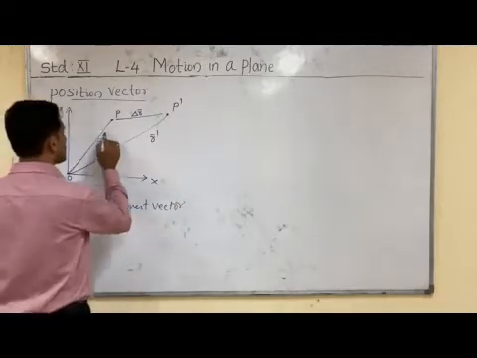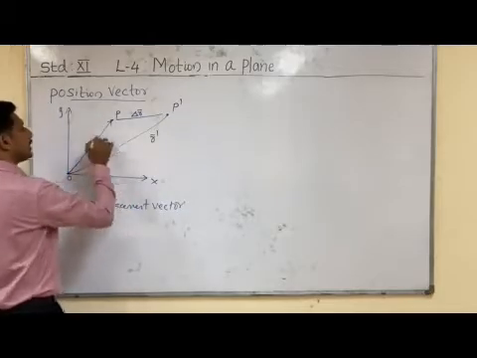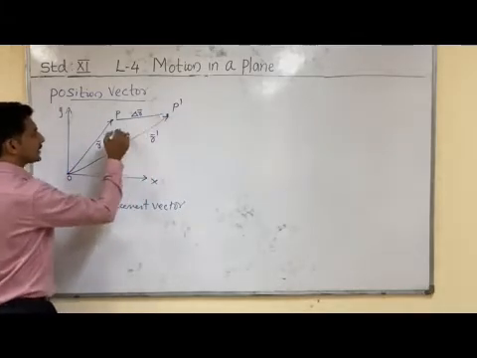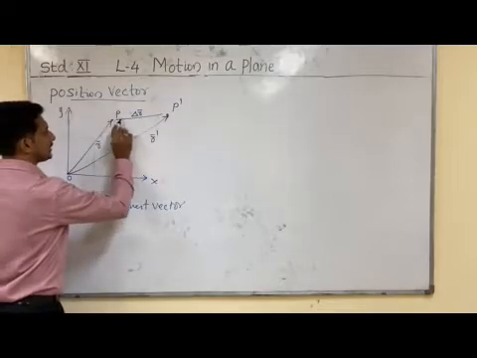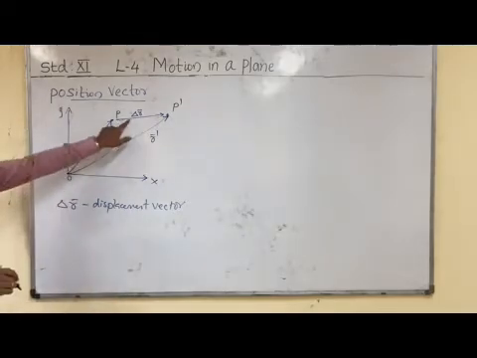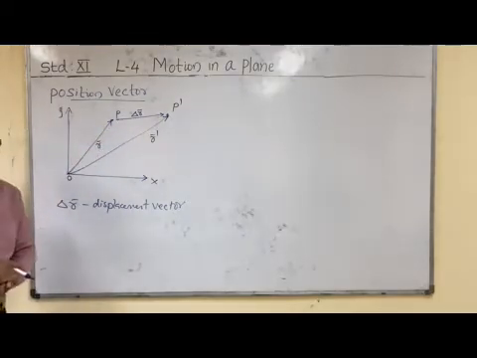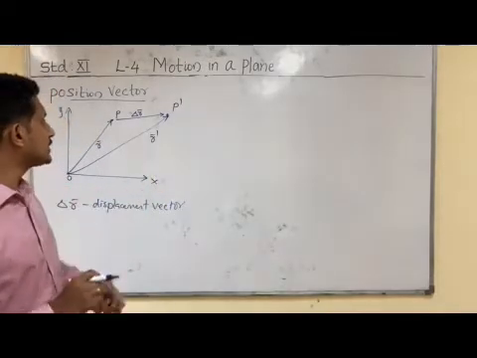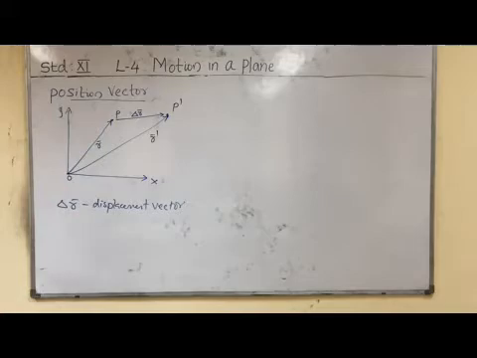If you represent this position vector OP along this direction and OP dash along this direction, then this is our displacement vector. For example, in this case I am taking PP dash as our displacement vector, and that is represented as delta R. So delta R is the corresponding displacement vector in this case.